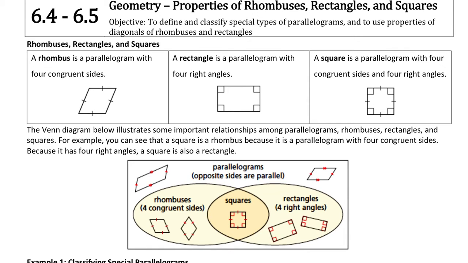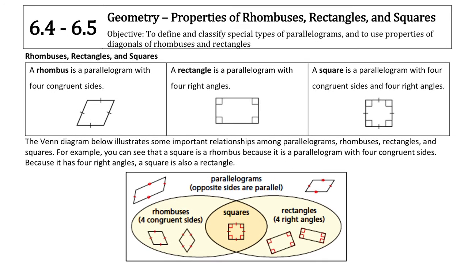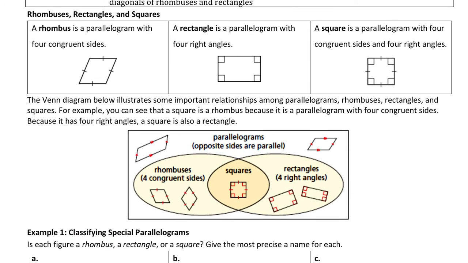Okay, so in this lesson we combine lessons 6.4 and 6.5 because they cover the same properties and the same shapes. So in this lesson we're going to talk about properties of rhombuses, rectangles, and squares. Our objective is to define and classify special types of parallelograms and to use the properties of diagonals of rhombuses and rectangles. So we've got to be solid in the properties of parallelograms.